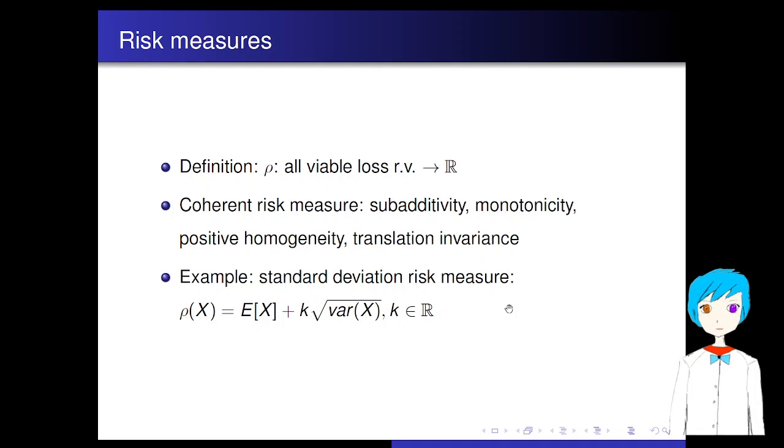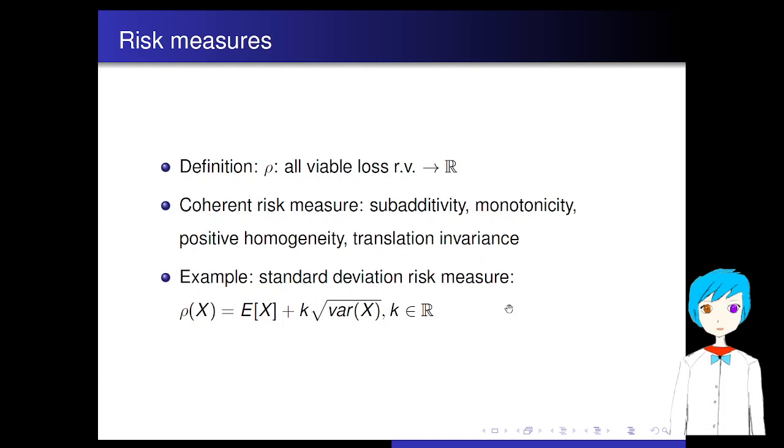First, we introduced the risk measures. The definition of the risk measure is a function rho that maps a loss random variable to a real value. We also have the coherent risk measure, which satisfies the following properties: subadditivity, monotonicity, positive homogeneity, and translation invariance.